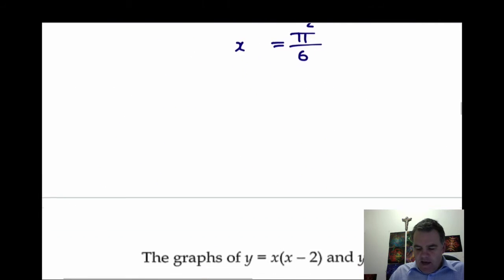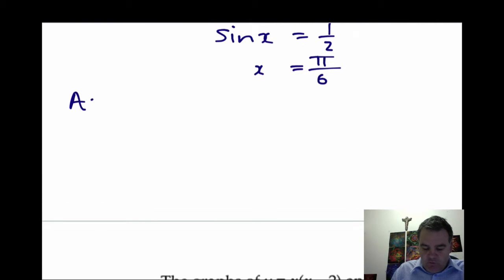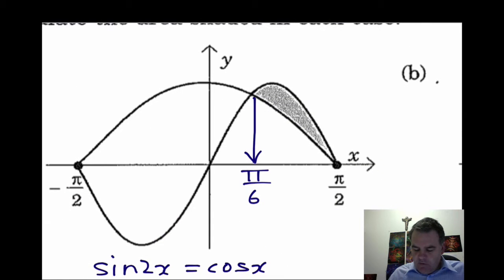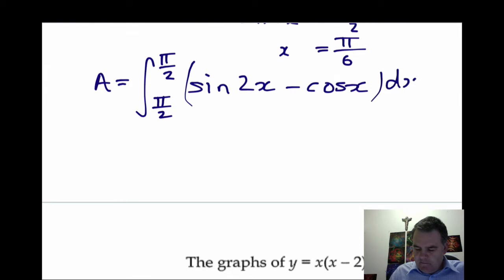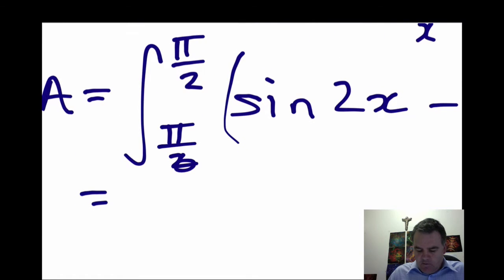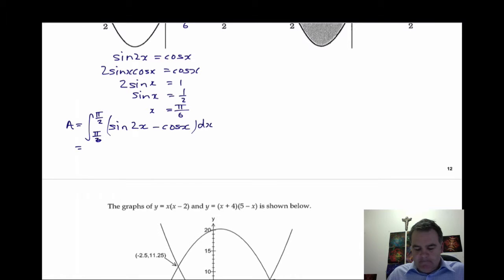So the area between the two curves is the integral from pi over 2 to pi over 6. What's the graph that's on top? That's the sine 2x graph minus cos x. That gives you the area between the two curves. Okay, finish that off and tell me what answer we get. Sorry, that's pi over 2 to pi over 6.